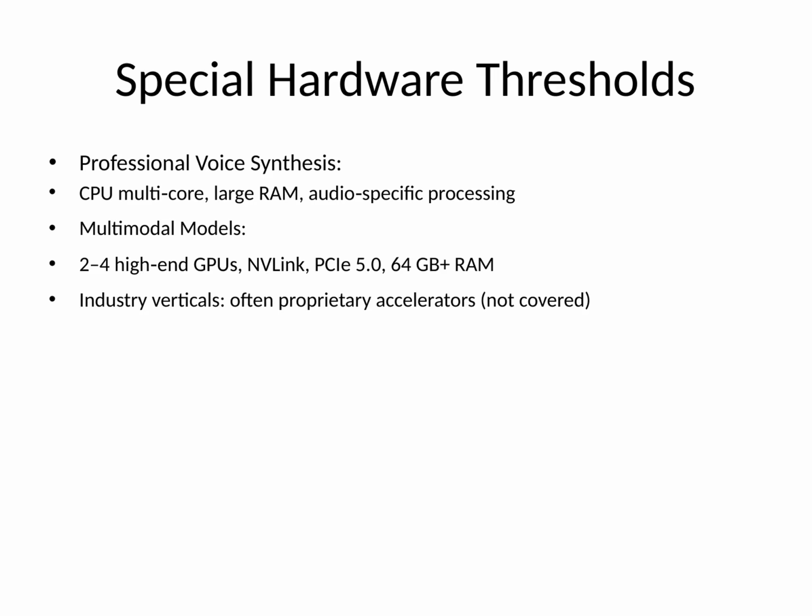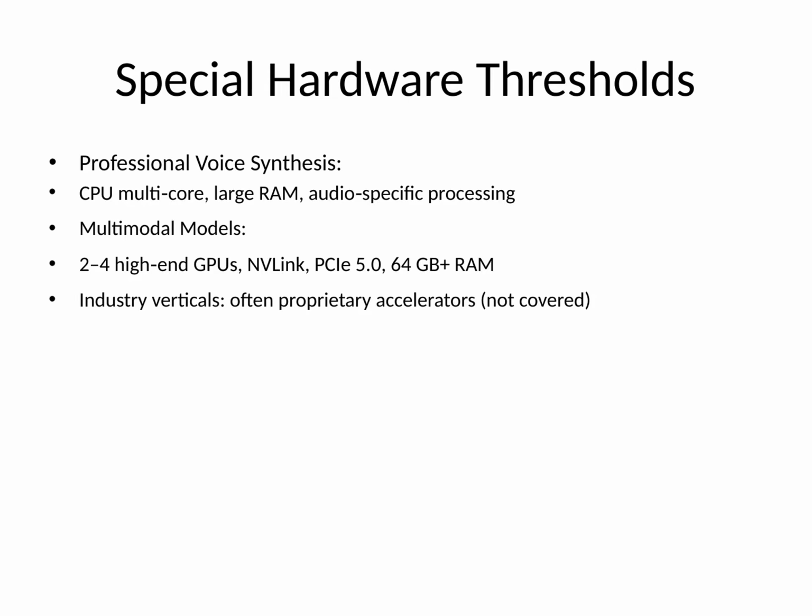Some AI tasks have special hardware thresholds that differ from mainstream language or image workloads. Professional voice synthesis is one example. High-quality, real-time voice systems often rely on strong CPU multi-core performance, large system memory, and efficient audio processing pipelines. GPU power alone is not enough.